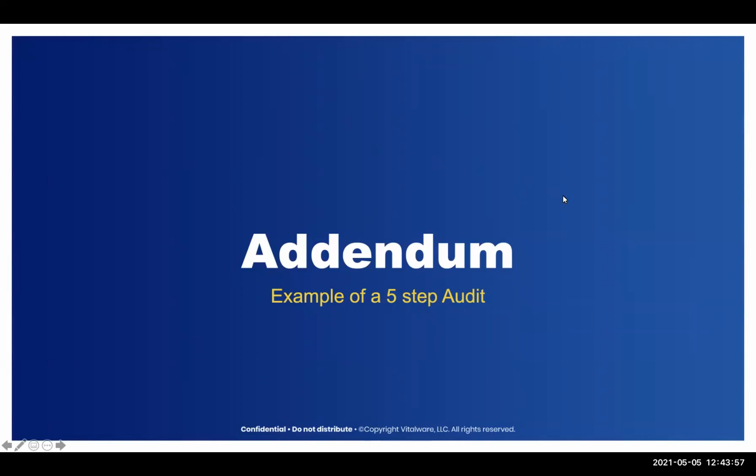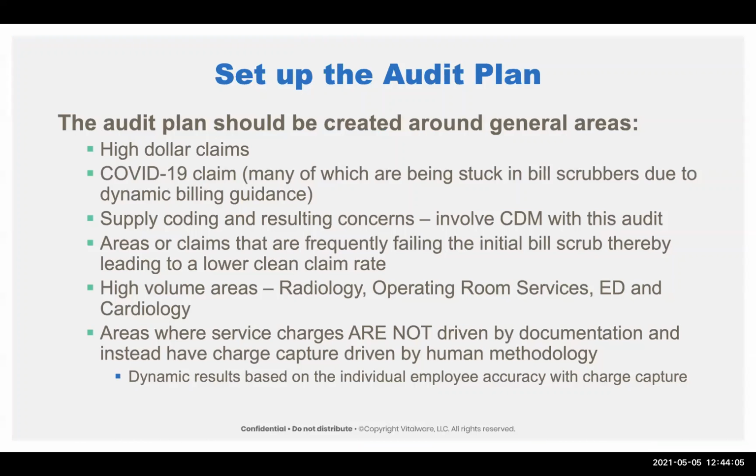Okay. Yep. So I'm going to go through this addendum, and this addendum is actually a random sample audit I set up. So we're going to use the 5 steps. I decided, what do I want to focus on? High dollar claims, COVID-19, how many are being stuck in the scrubbers due to dynamic billing guidance, supply coding, areas that are frequently failing in the initial scrub, and therefore you find billers are taking the thing off or adding things.